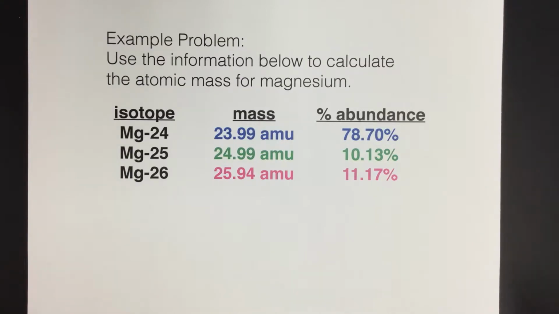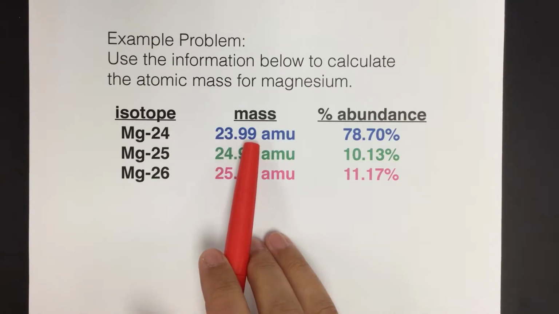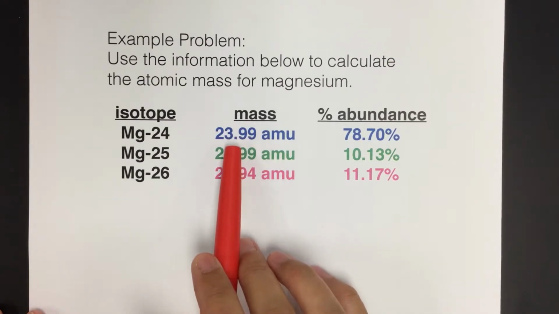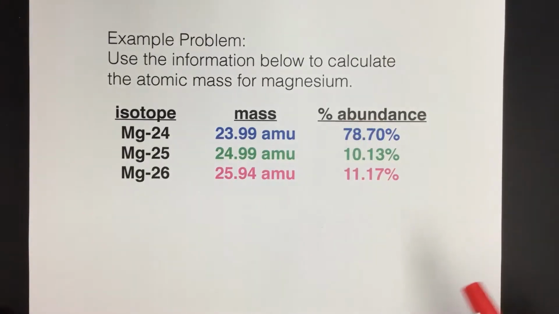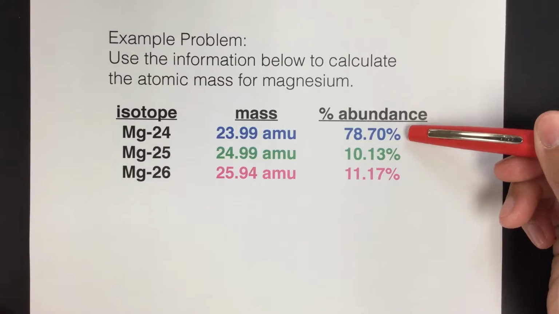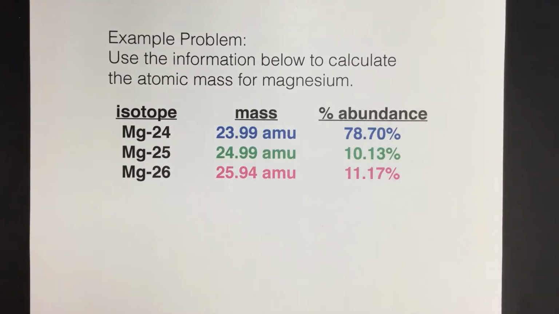So hopefully you picked the first mass, 23.99 AMU. Hopefully our answer is going to be close to this number because it's the one that's going to have the most weight in our calculation. It's going to take up 78.70% of this weighted average that we calculate.